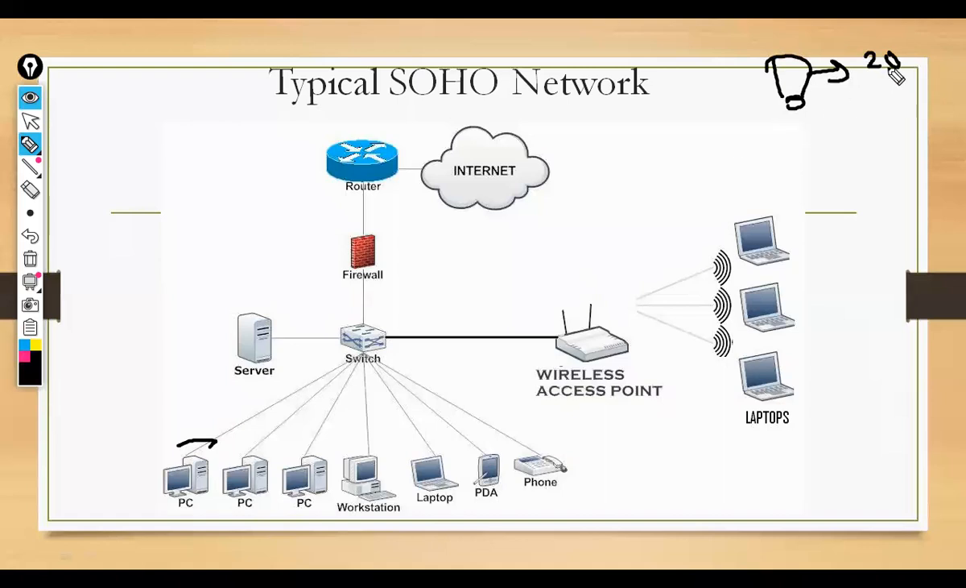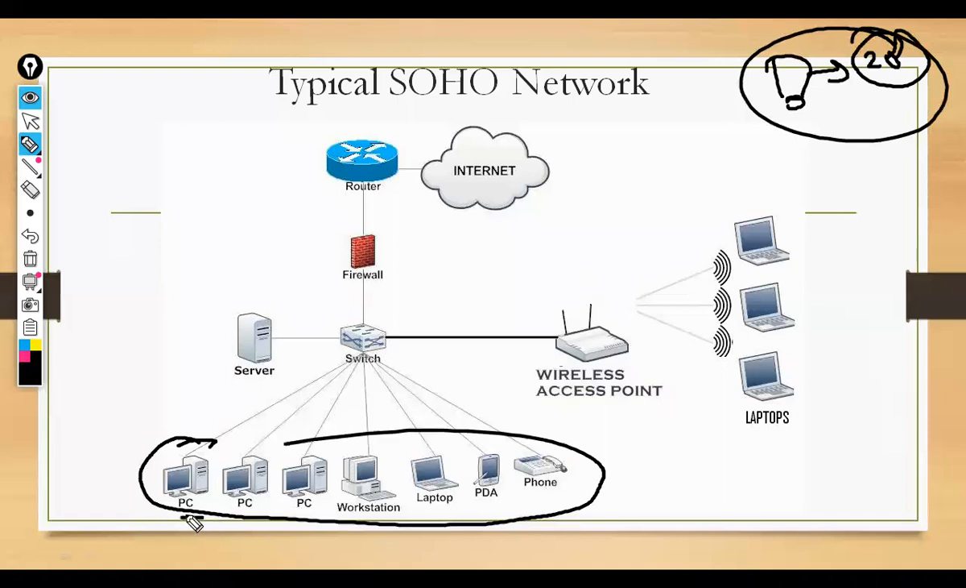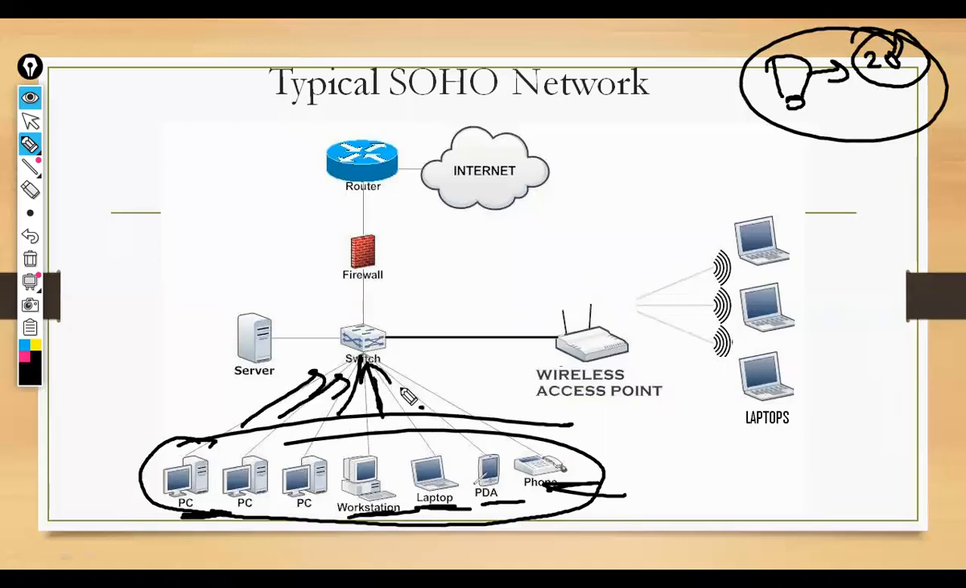Now suppose you have 20 machines, or 20 PCs. So you have a PC here, workstation, laptop, PDA, phone, whatever it is. You can connect all these devices to the switch first. So these are the wired network.